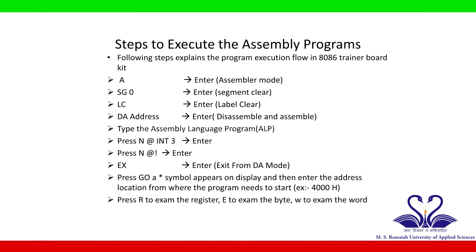Steps to execute the assembly programs. Following steps explains the program execution flow in 8086 trainer board kit. Type A. Enter assembler mode. Type SG0. Enter segment clear. Type LC. Enter label clear.